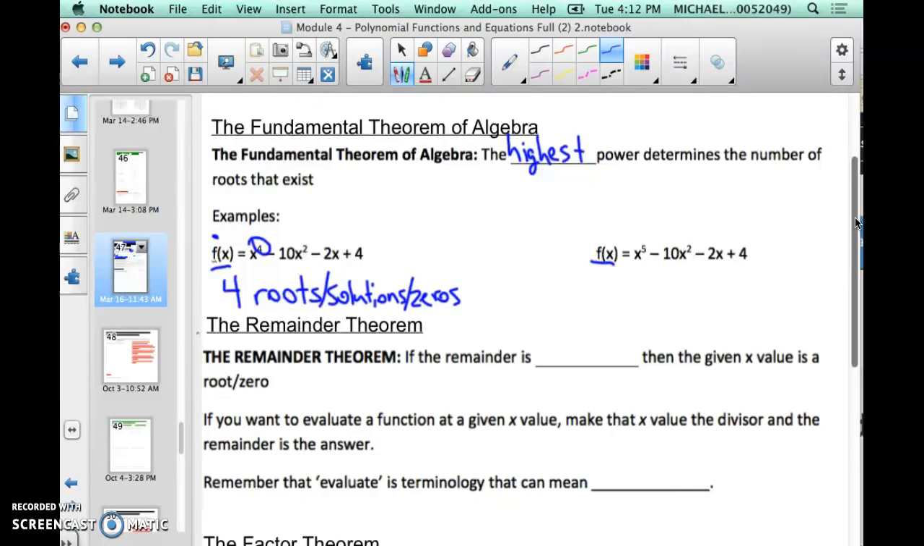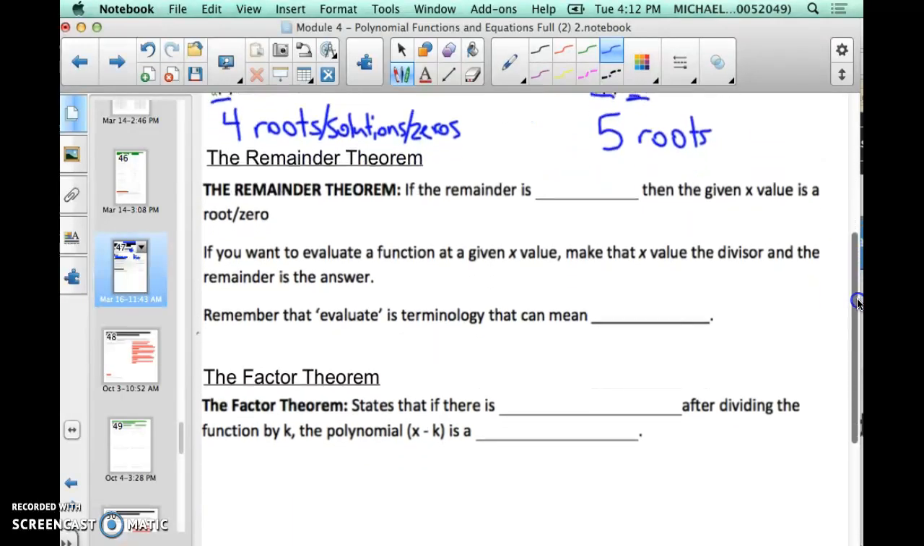Then take a moment to think over this example, the highest power is right here, so you should be able to predict that this one will have 5 roots or solutions or zeros, all right? And if you notice, one is even, 4, and one is odd, 5. That comes into play later when we talk about imaginary solutions, but I'm not going to mention that in this video yet. So that's the fundamental theorem of algebra. We are done with that one. Nice work. Now let's move on to the remainder theorem.